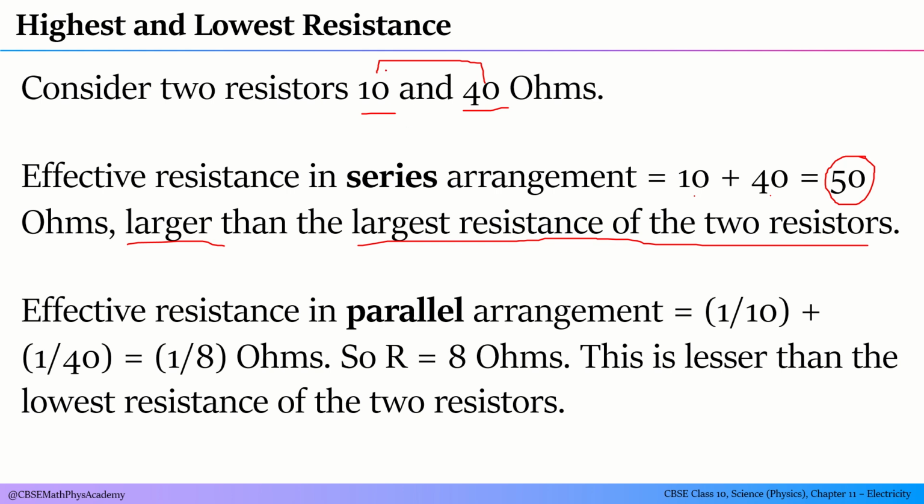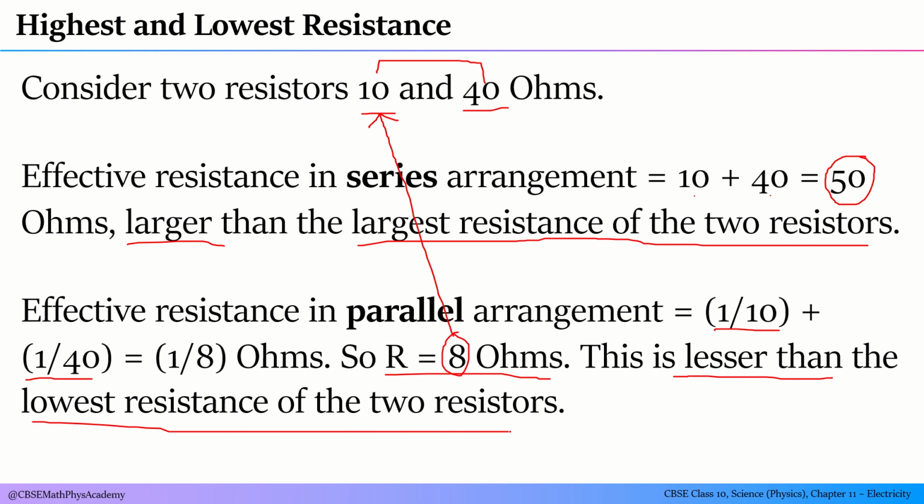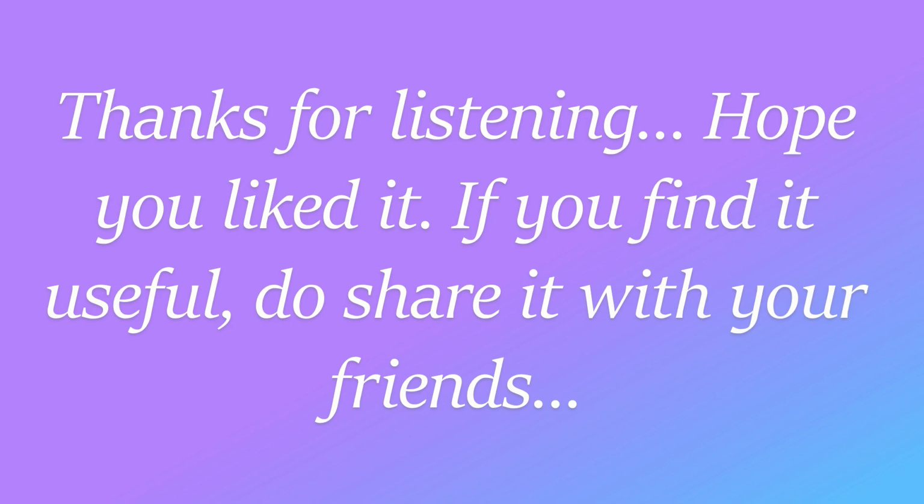Now assume that the 10 and 40 are connected in parallel. So now the effective resistance is calculated by inverse: 1 by R is equal to 1 by R1, that is 1 by 10, plus 1 by R2, which is 1 by 40. When you add both, you get 1 by 8. When 1 by R is equal to 1 by 8, R is equal to 8 ohms. This 8 ohms is lesser than the smallest resistance, this 8 is lesser than the lowest resistance 10. So that is the meaning: when you connect in parallel, the effective resistance is lesser than the lowest resistance of the circuit. So we have covered most of the important topics.